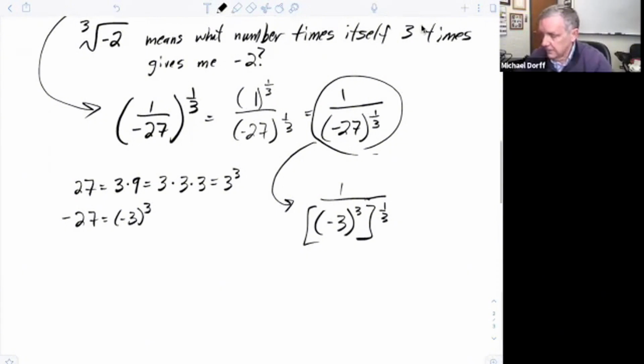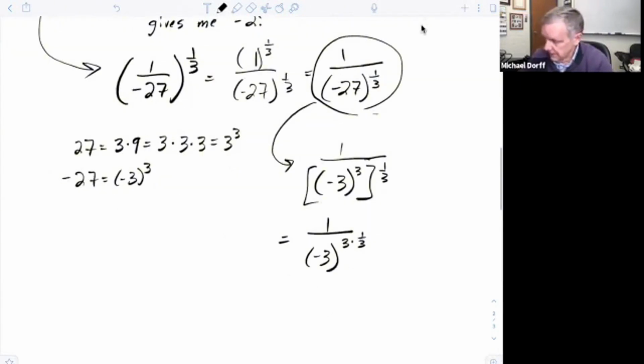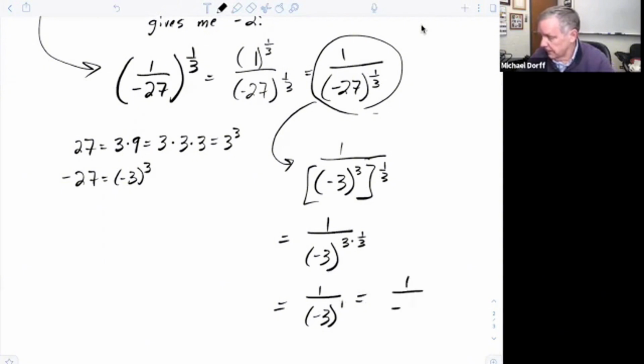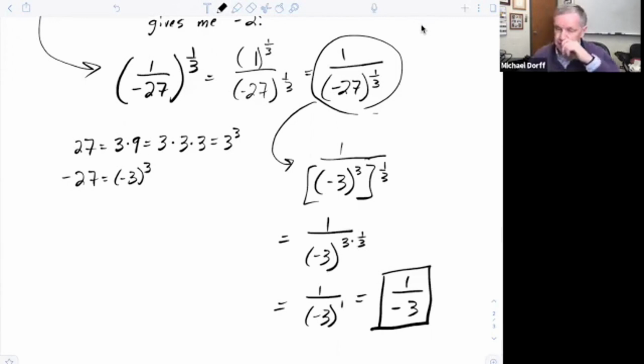And now I can do my rules for exponents here. So I'm going to have 1 on the top, and then I'm going to have a base of negative 3, and I'm going to have 3 times 1/3, because I have a power to a power. And 3 times 1/3 is 1, so I get 1 on top with negative 3 to the 1 power, or 1 over negative 3. So I get negative 1/3 as my answer.